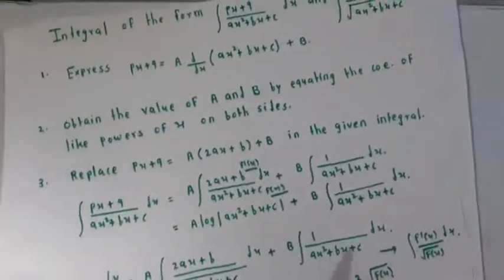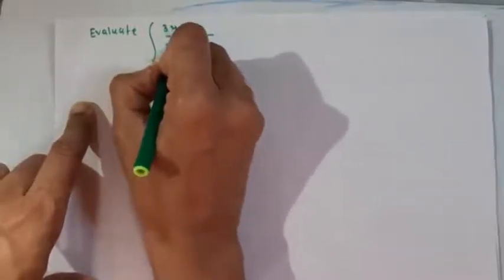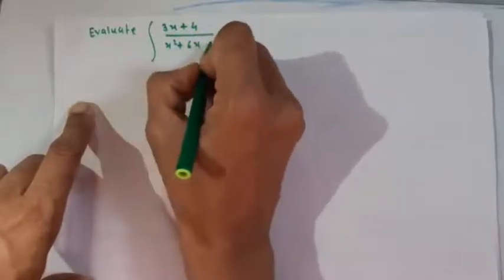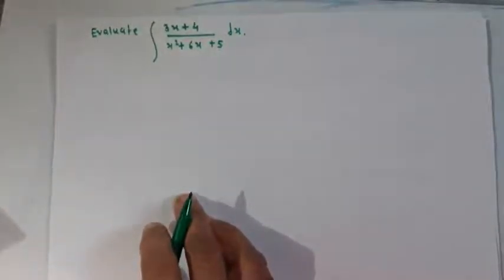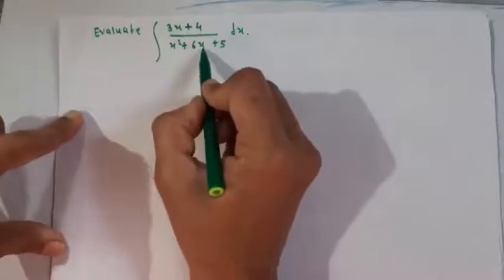Okay students, now let us solve the examples. The problem is to evaluate the integration of 3x plus 4 upon x square plus 6x plus 5 with respect to x. To evaluate this, this is the numerator and this is the denominator.